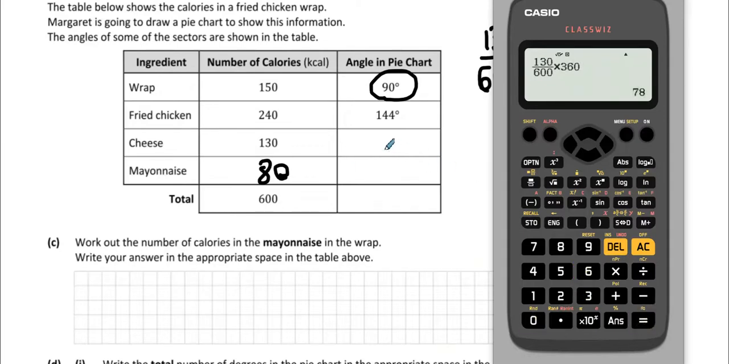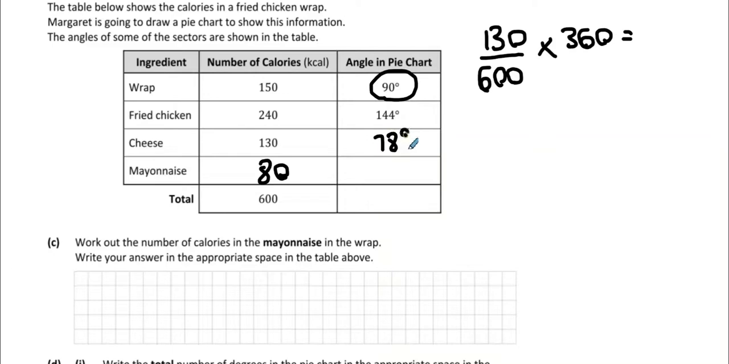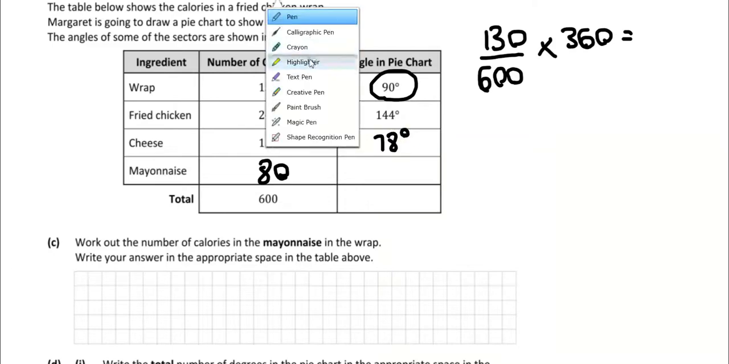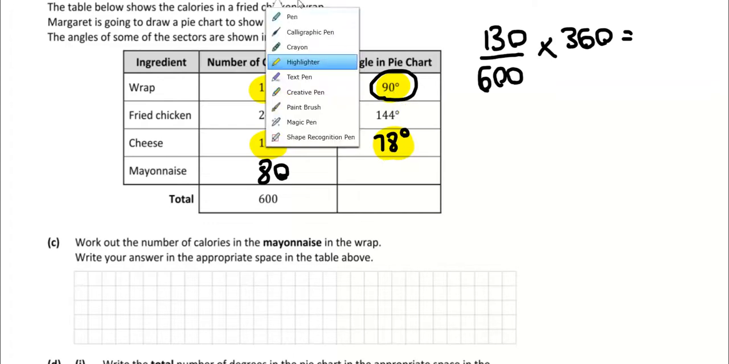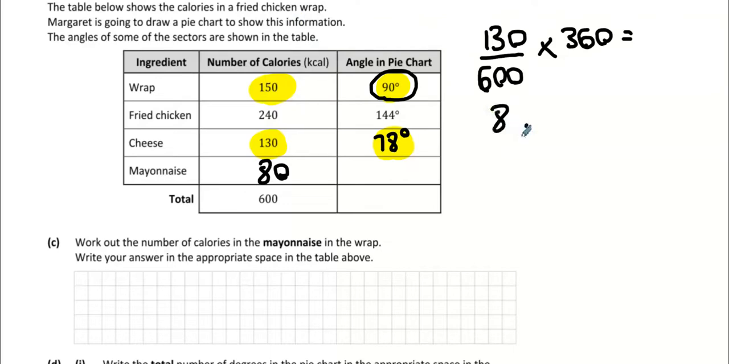Anyone get 78 degrees? Would you think that's a good answer? Because it has to be smaller than 150, doesn't it? And 90 is bigger than 78, so I think that's a good answer. Now, lads, here's a lazy way to do the next part. You could just add up all three angles and take it away from 360. Or, your other option is 80 divided by 600 multiplied by 360.